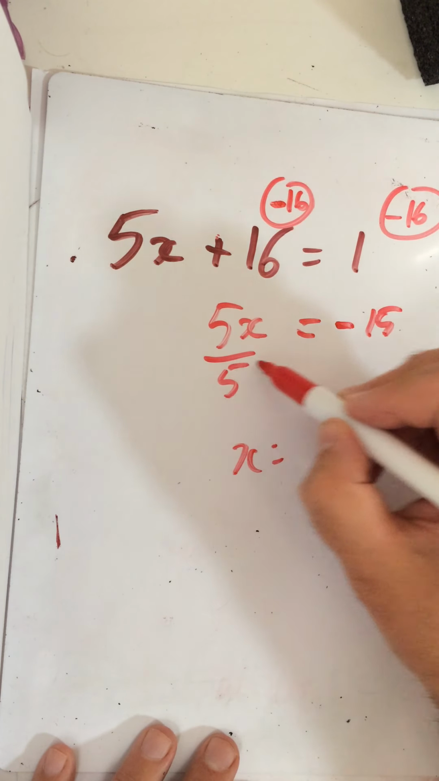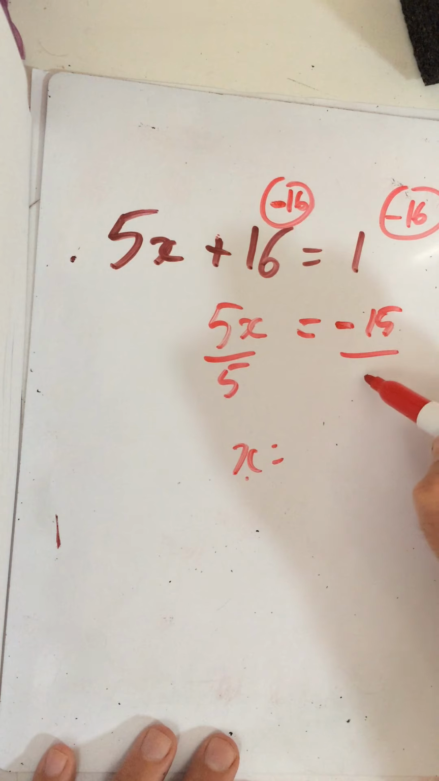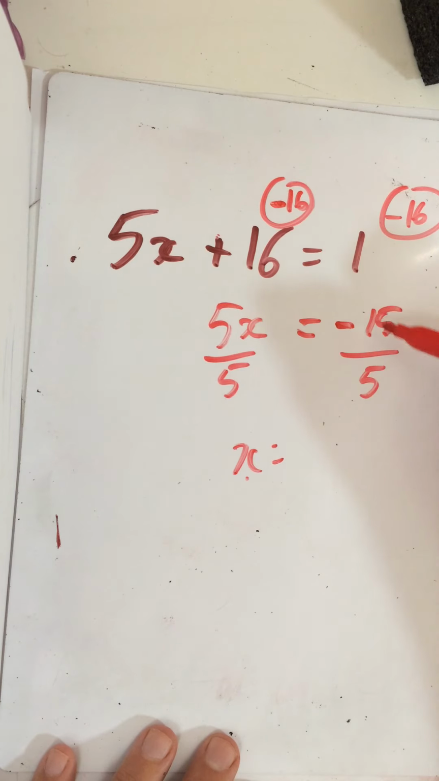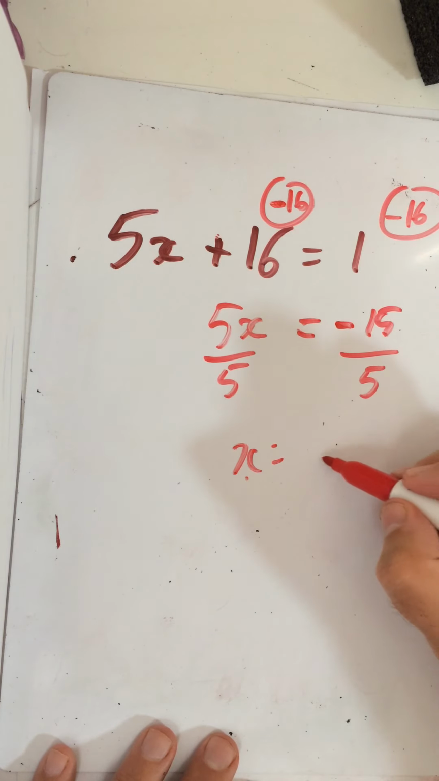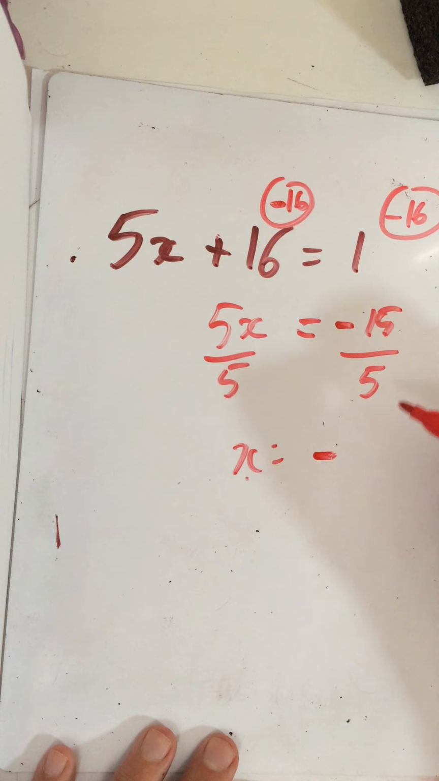So we're going to divide that by 5 to leave us with x, balance method. Minus 15 divided by 5, a negative divided by a positive will always give us a negative, okay? So minus 15 divided by 5 is minus 3.